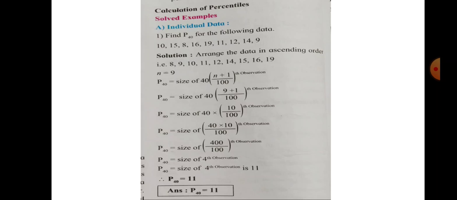So what remains here? P40 is equal to size of the 4th observation. So how to find out the 4th observation? Go to the ascending order data. The 4th observation in this data is 11. So P40 is equal to 11. Okay, so this is how to calculate percentiles from individual data.